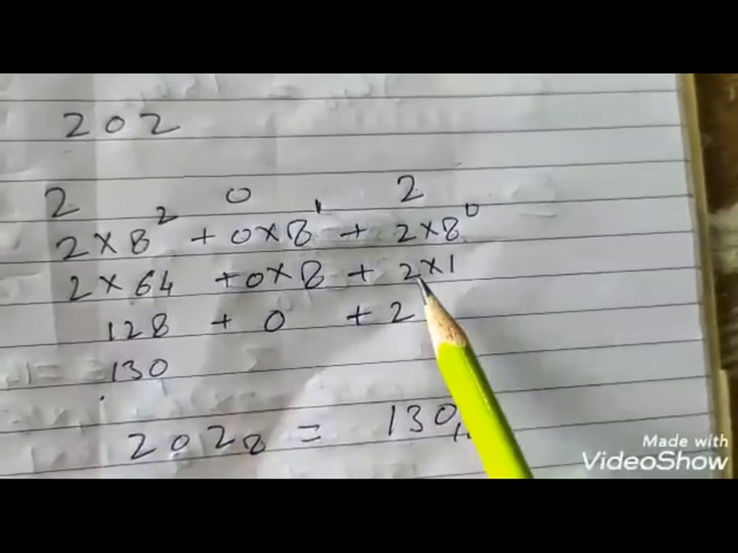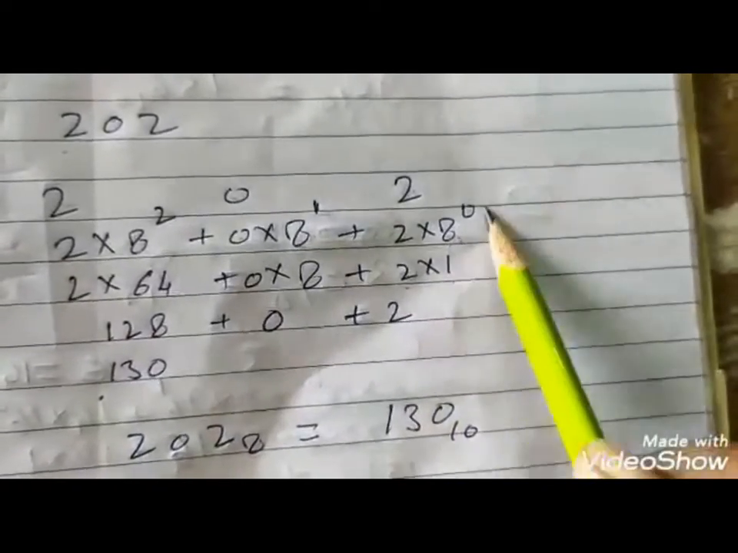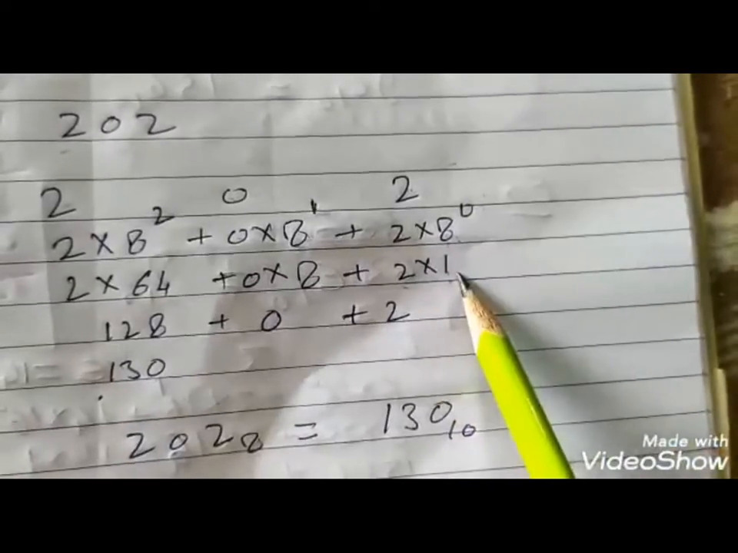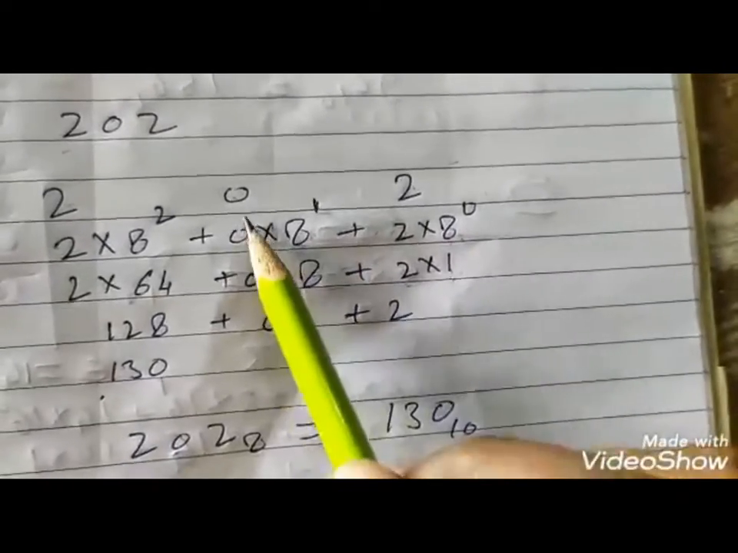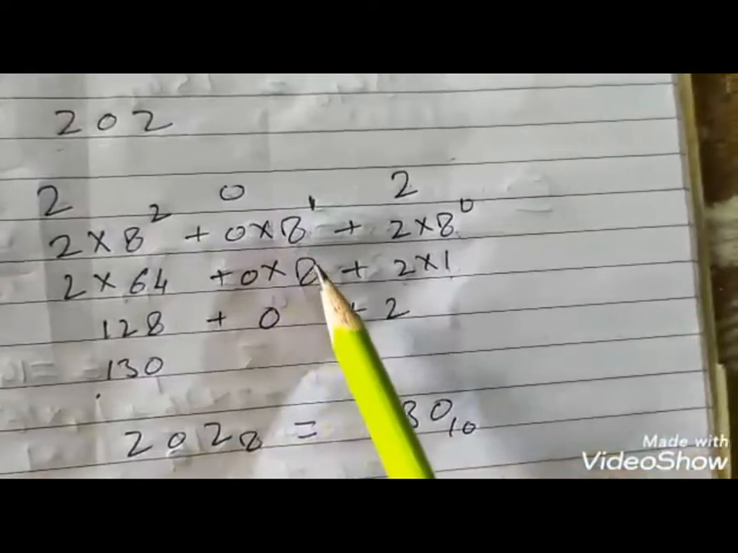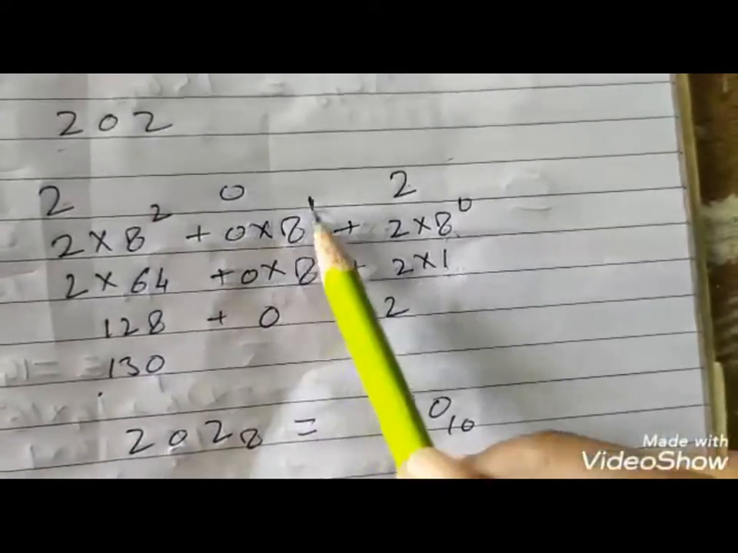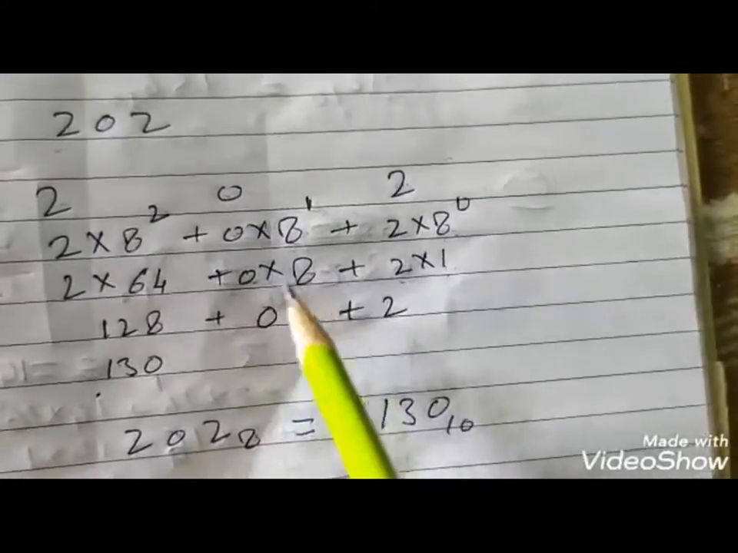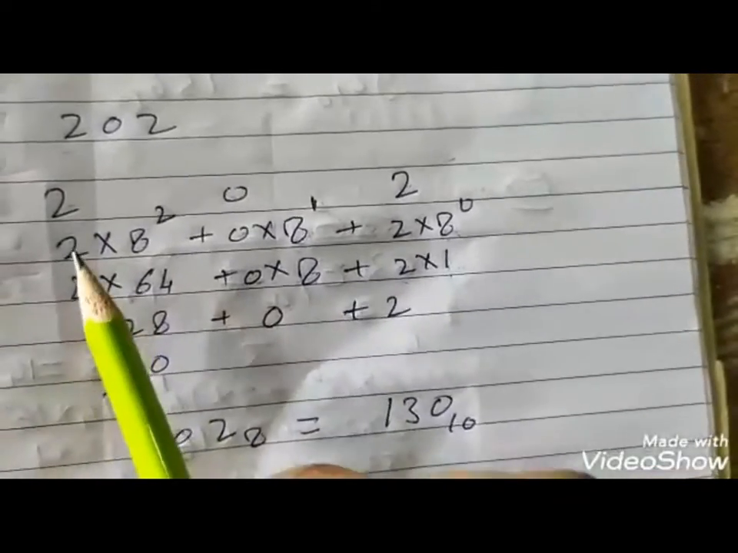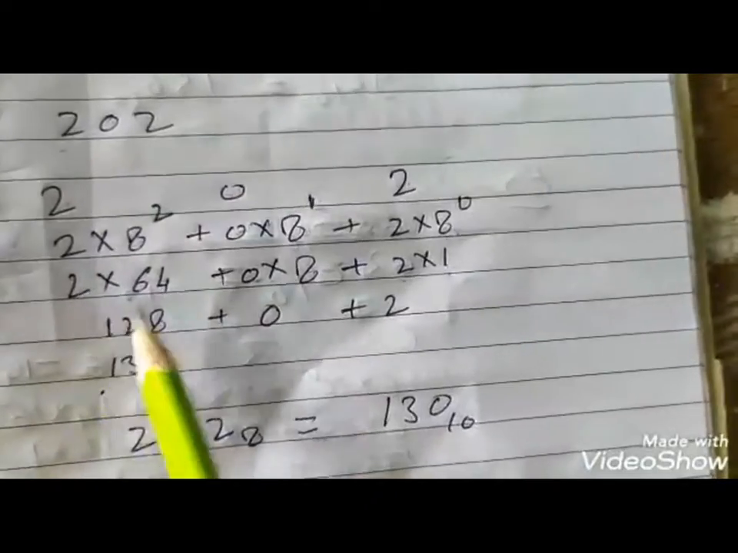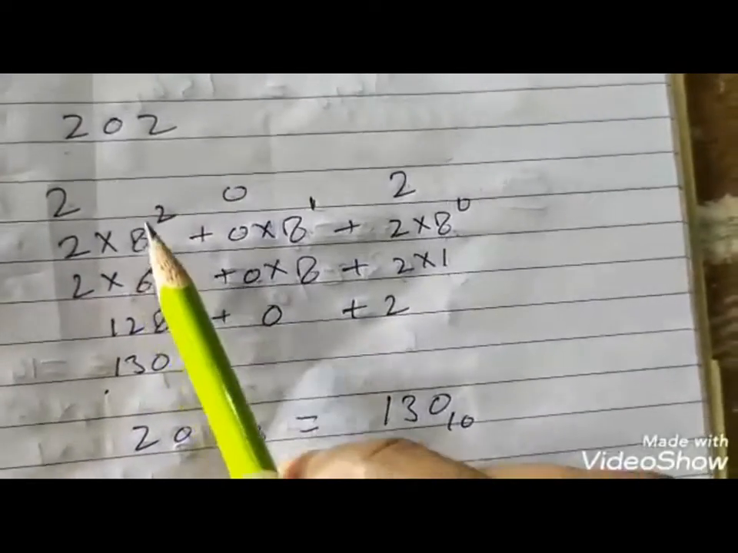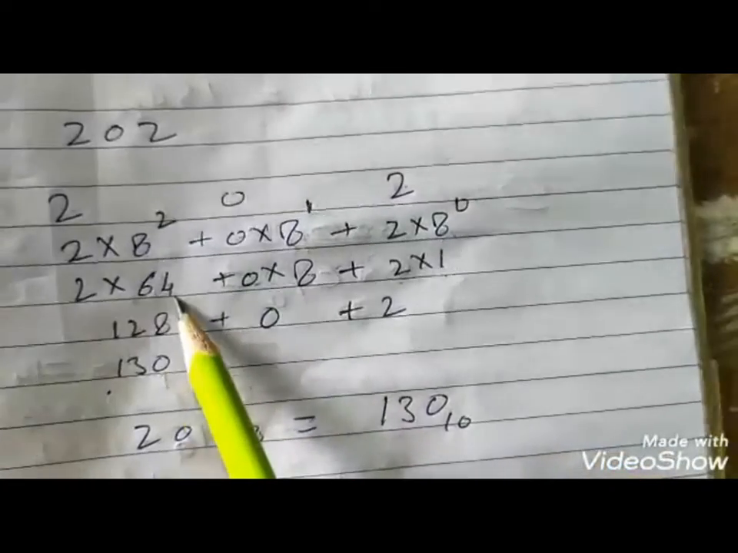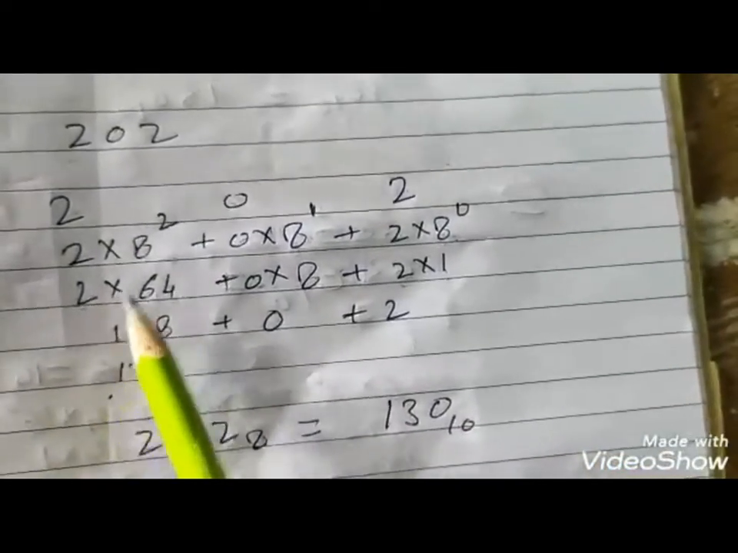Next step. 8 power 0 is 1, so 2 multiplied by 1 plus 0 multiplied by 8. 8 power 1 is 8, so 0 multiplied by 8. Plus next 2 multiplied by 64. 8 power 2 is 64, so 2 multiplied by 64.